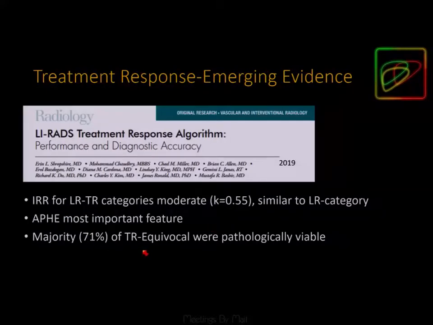And the majority of, this is probably the most important point, I think, the majority of the LR-TR equivocal were pathologically viable. This was a study where they compared the imaging to the explant pathology, so they had a nice correlation to look at there. And the majority of them were, in fact, pathologically viable. So what does that tell us? Maybe we need to reconsider the way that we're assessing equivocal. And we need to make sure that when we say something's equivocal, our clinicians know the implications of that from the management perspective.